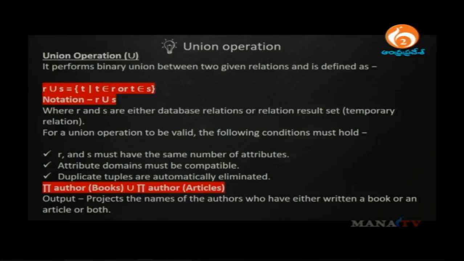It projects the names of the authors who have written a book or an article or both. I mean to say it gives you the values, and it eliminates duplicates. That is the simple thing. If you know the mathematical union operation, it is pretty similar to the database operation also. Some of you are good in mathematics, so it is pretty simple for you.